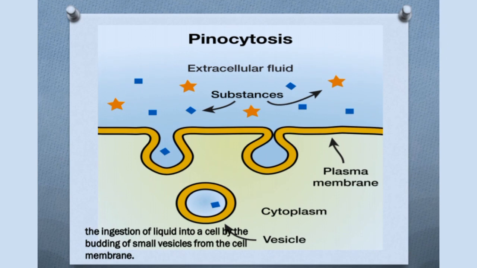Pinocytosis. Pinocytosis is also known as cell drinking. In this mode of endocytosis, small particles suspended in the fluid outside are brought into the cell by the invagination of the membrane, forming a vesicle, as shown in the figure. Here you can see an injection of liquid into a cell by budding. Here you can see the formation of buds on the plasma membrane. These buds capture the substances inside them. It is pinocytosis or cell drinking.